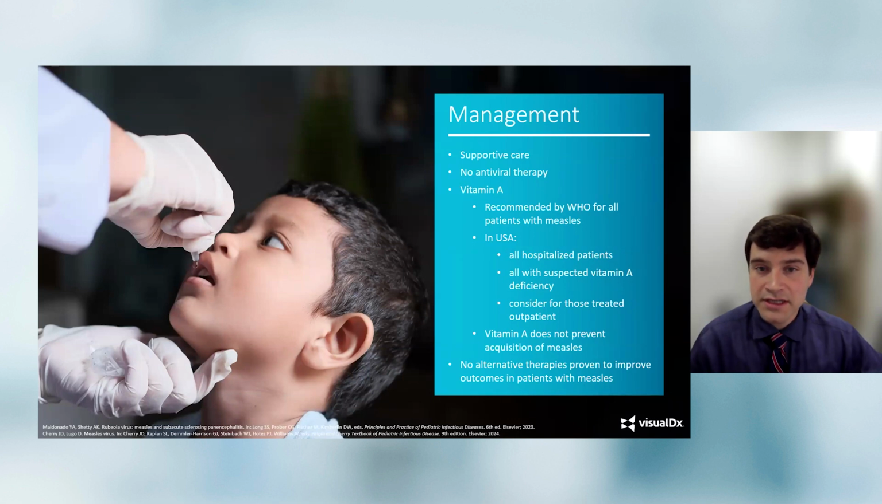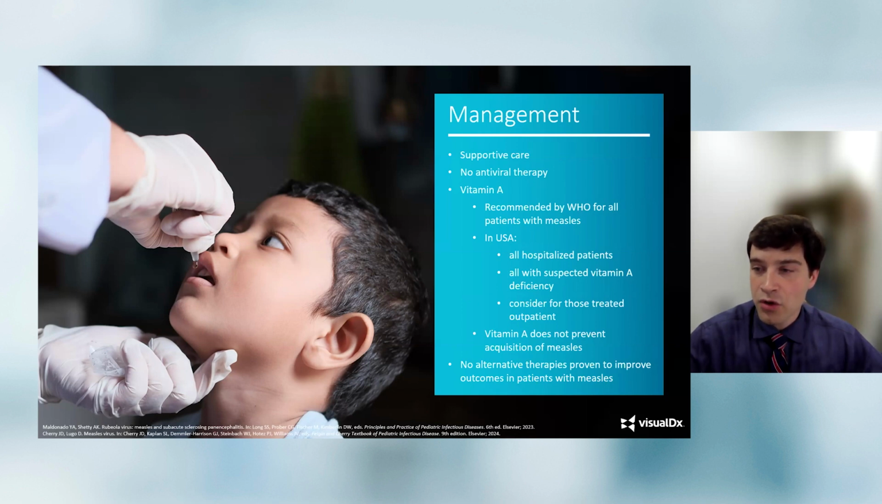Like most viral illnesses, the management of measles is predominantly supportive care. There's been no proven antiviral therapy that helps patients with measles. There's pretty good evidence that vitamin A deficiency interacts with measles in the sense that it gives patients a much higher risk of complications and mortality. And because of this, and because of some studies that have been done internationally with the WHO, they do recommend high-dose vitamin A for all patients with measles.